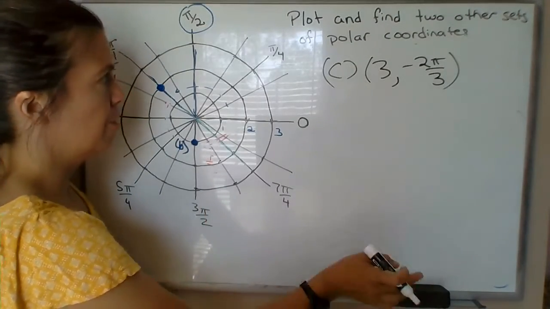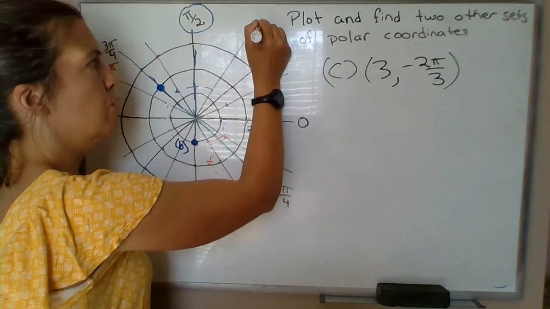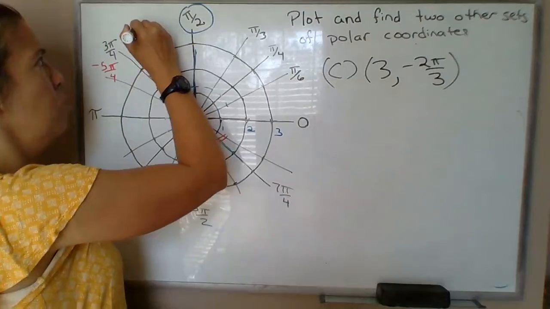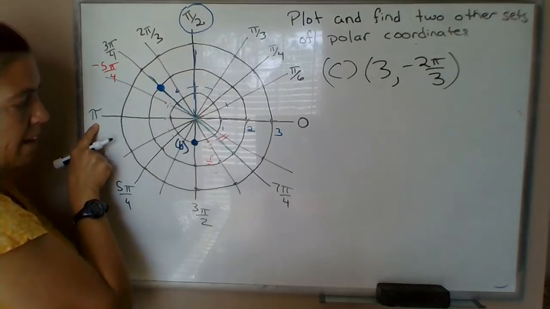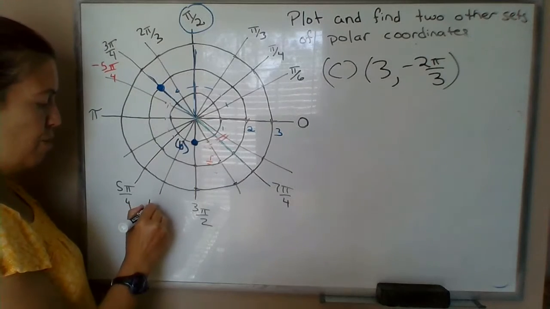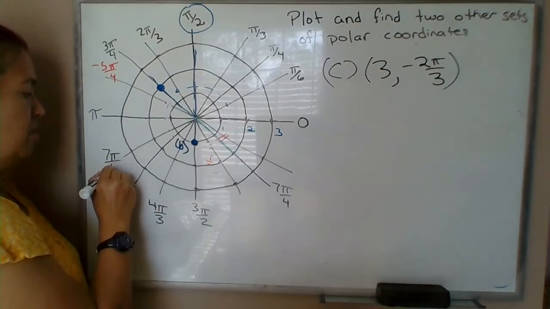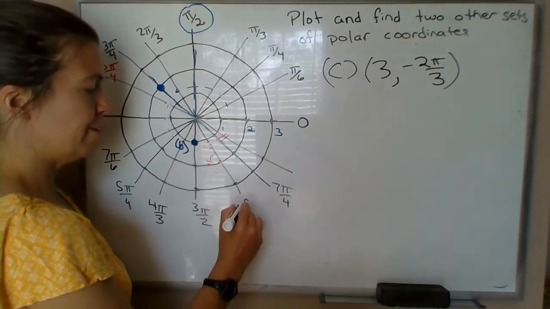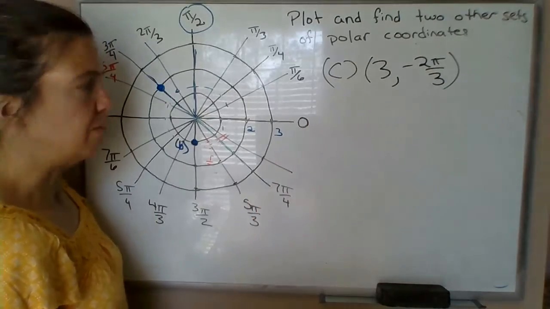So I'm going to label the thirds here. So this would be pi over 3. This is pi over 6. Here's 2 pi over 3. 3 pi over 3 would be a whole pi. 4 pi over 3 will be right here. This is 7 pi over 6. Where are we? 5 pi over 3 would be right here. And then 2 pi is 6 pi over 3.